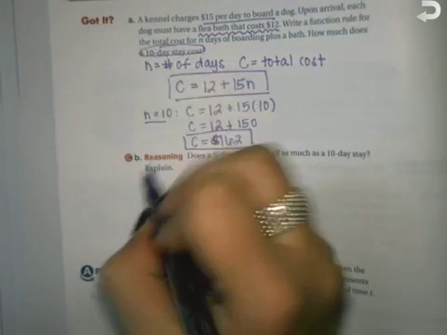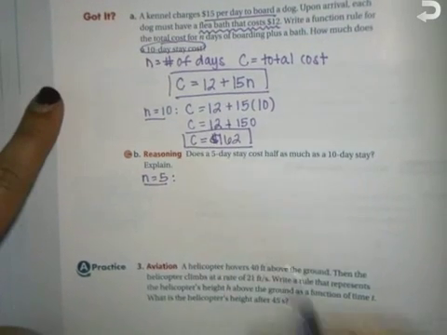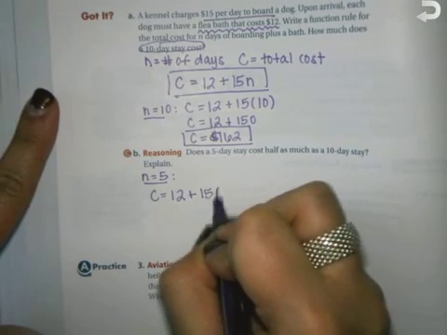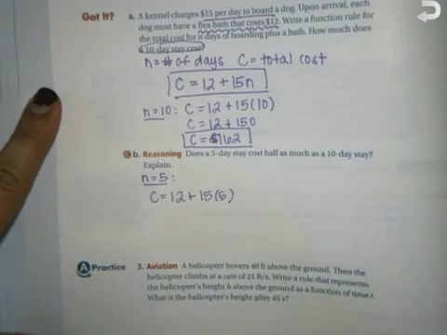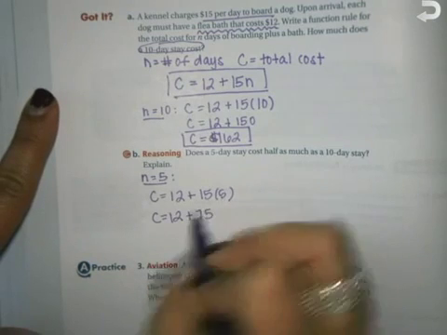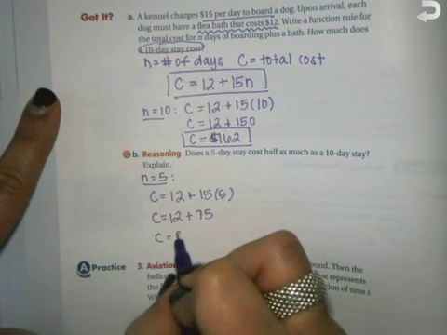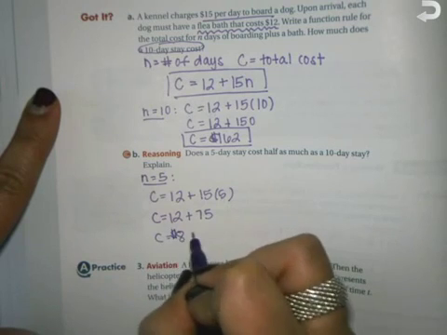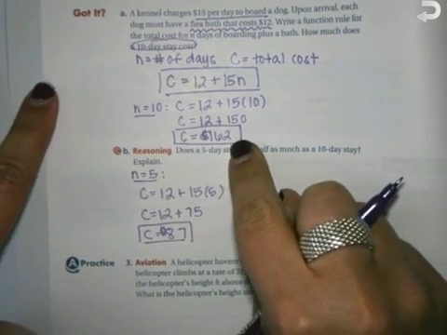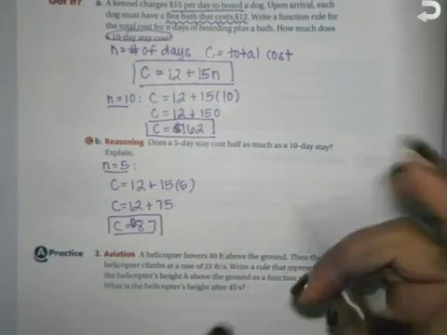So if N equals 5, that C equals 12 plus 15 times 5. What's 15 times 5? 75. Okay, and then 12 plus 75 gives me $87. Is 87 half of 162? No. Half of 162 is 81. But what did you notice?